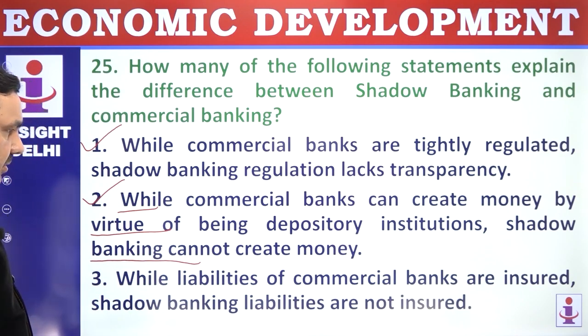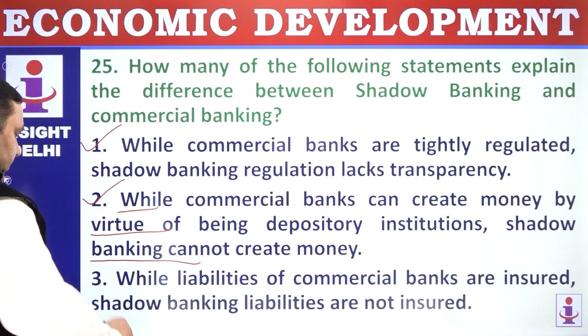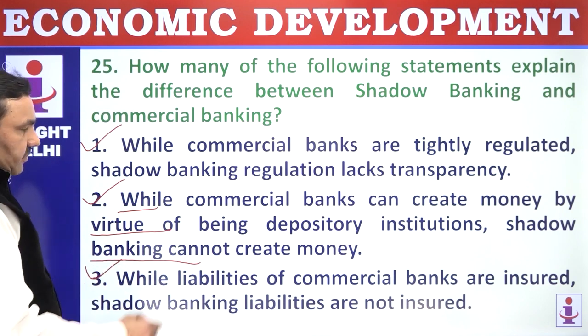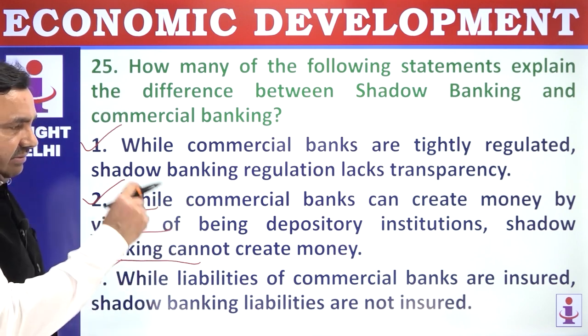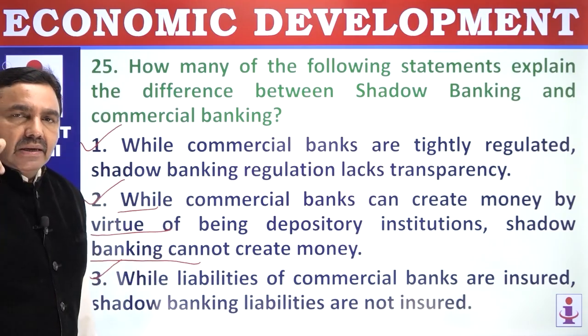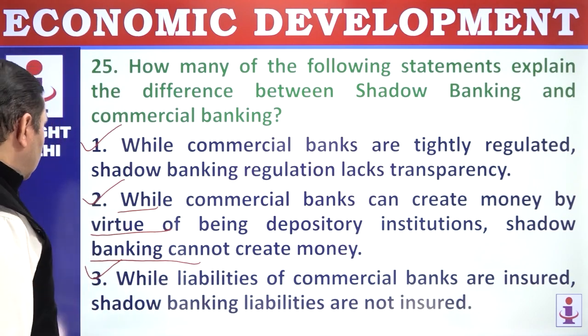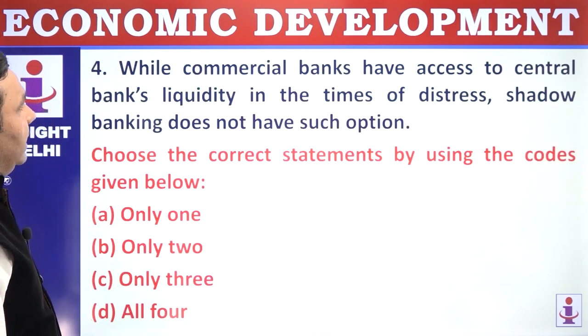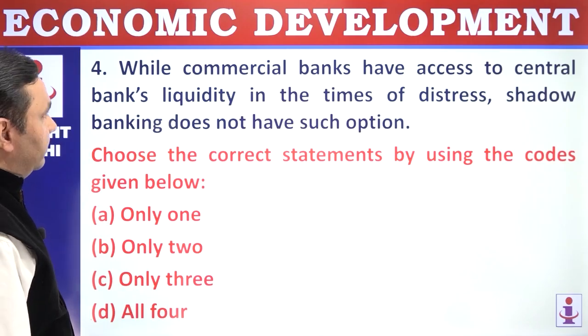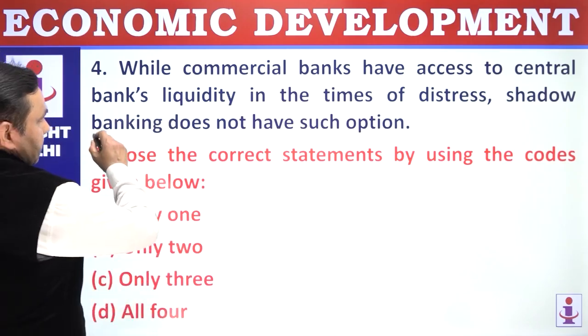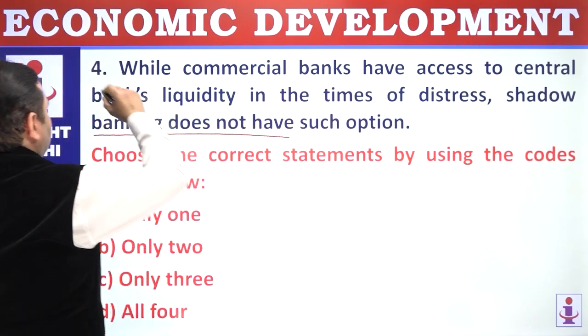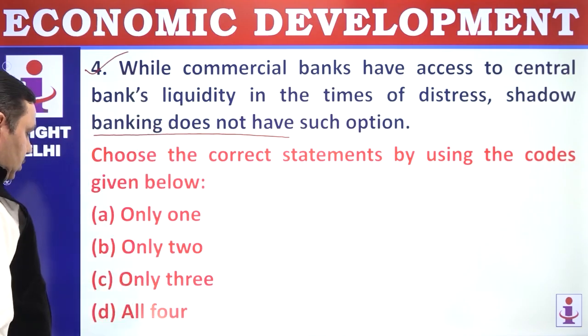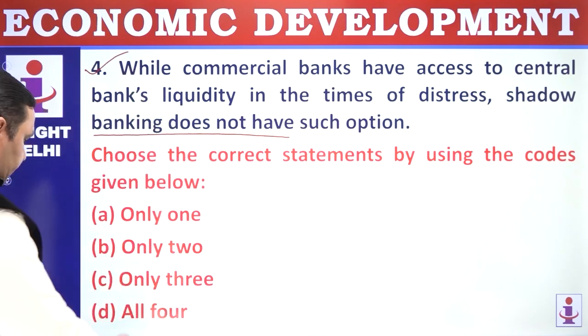While liabilities of commercial banks are insured, shadow banks are not insured. That's how we have seen the previous regulation. They have to give 75% of their money in government securities. While commercial banks have access to the central bank's liquidity in times of distress, shadow banks don't have any such option. They have to keep their money with them. So all are correct here. All the 4.